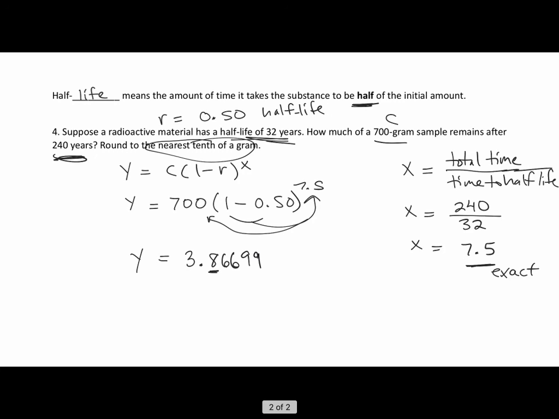So this is where we're rounding. We're going to look over here. And that tells us go up because it's 5 or more. So 3.9 tenth of a gram, so these are grams, of the radioactive material is left after 240 years.